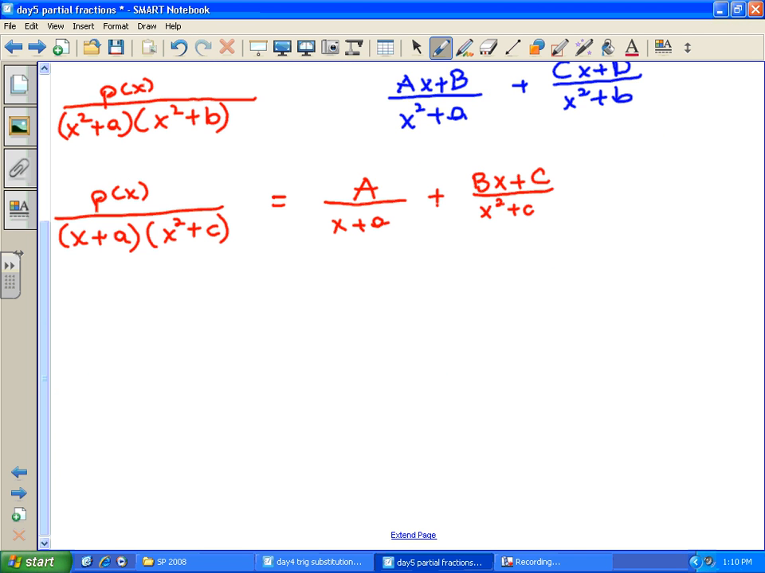Now, the final variation you need to see is something like this. Say you have p of x divided by x minus, or x plus, doesn't matter, a linear factor to a power, say to the third power.